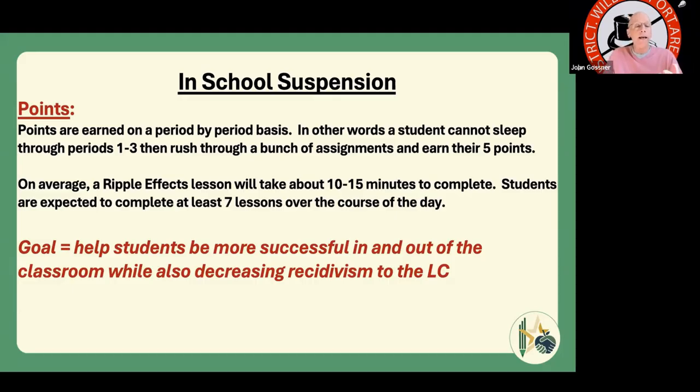I'll have students tell me, hey, Mr. Gouser, I'm not going to do the Ripple Effects. I'm just going to work on school. I'm going to get caught up in all my classes. And I'll tell them, that's fine. I definitely want you to work on that, but you're not in the Learning Center today to catch up on back work. You're in here as a consequence of your behavior and your actions in school. So Ripple Effects is a non-negotiable. You have to get at least 7 of those lessons done if you want to try and earn the incentives. It's not an option to opt out of the Ripple Effects lessons.